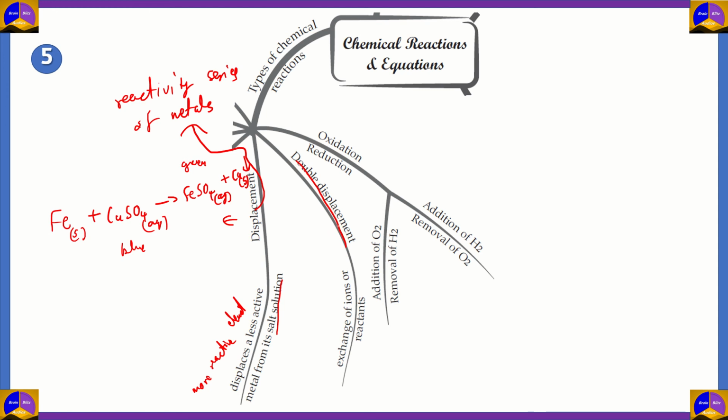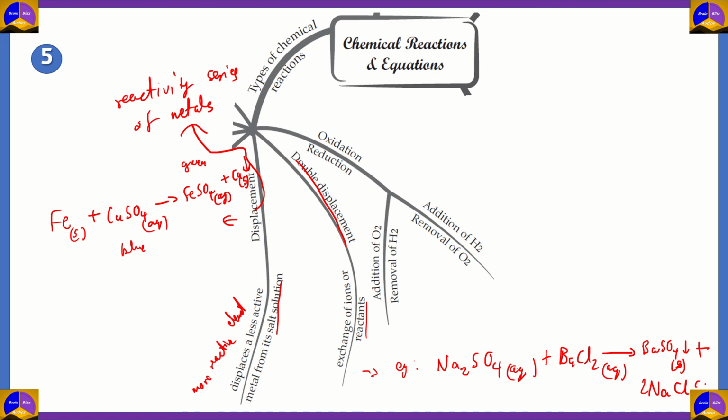So double displacement reactions are reactions where new compounds are formed by mutual exchange of ions between the two compounds which are present. So the two reactants exchange their ions to form two new compounds. An example for a double displacement reaction is the precipitation of BaSO4. So Na2SO4, sodium sulfate, which is aqueous, reacts with barium chloride, BaCl2, again aqueous, and this gives us BaSO4, which is solid, plus 2NaCl, because we're balancing it, which is aqueous. In this case, the sulfate ion is taken by barium, and the chloride ions are taken by the sodium ions. So this is how a double displacement reaction works.